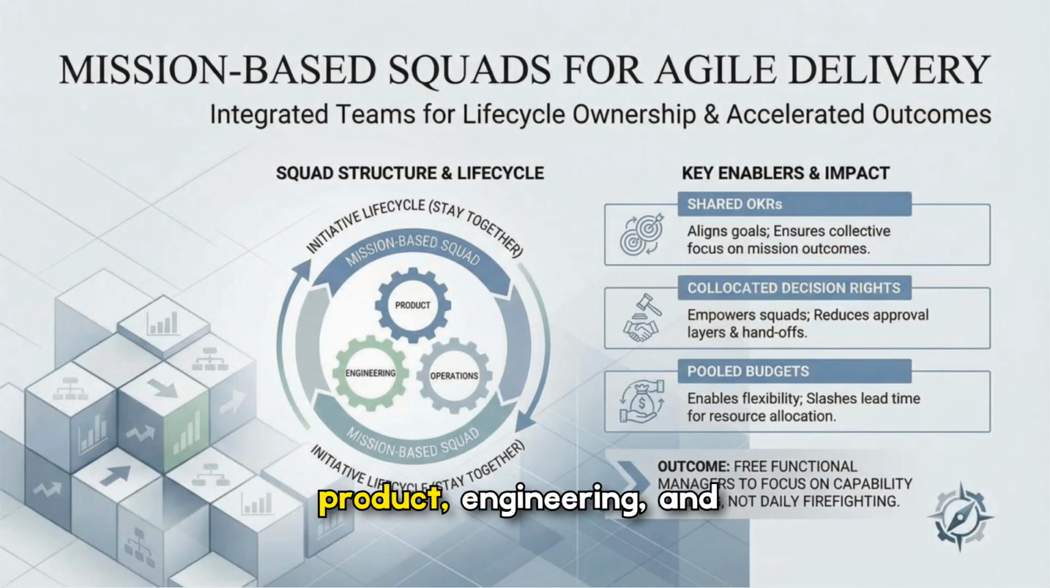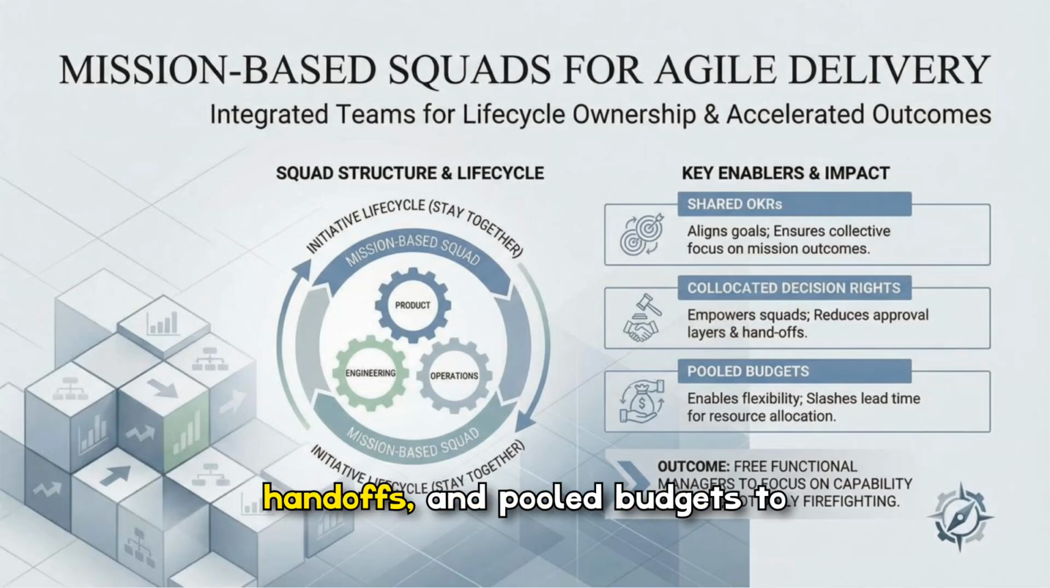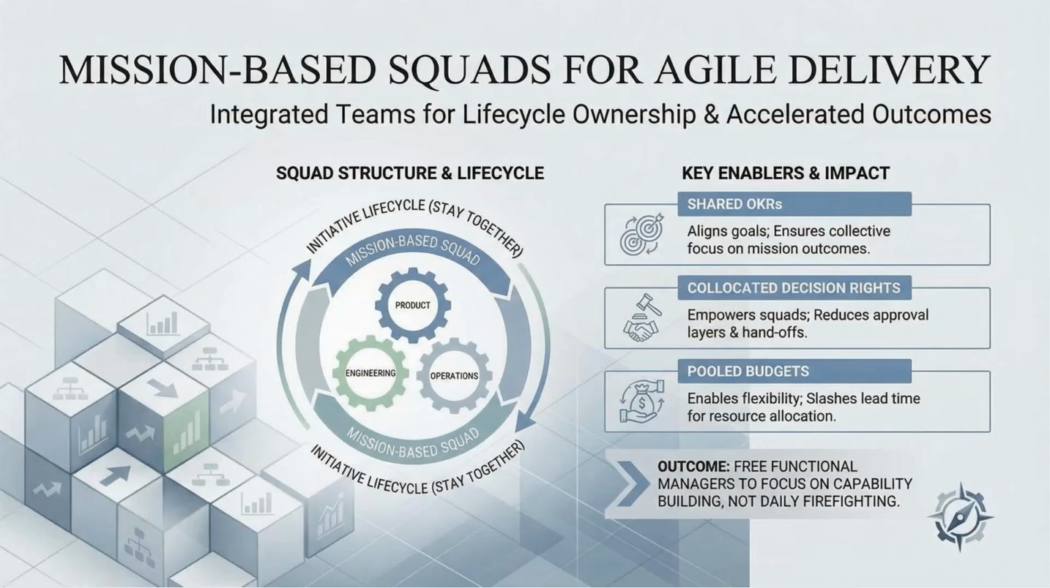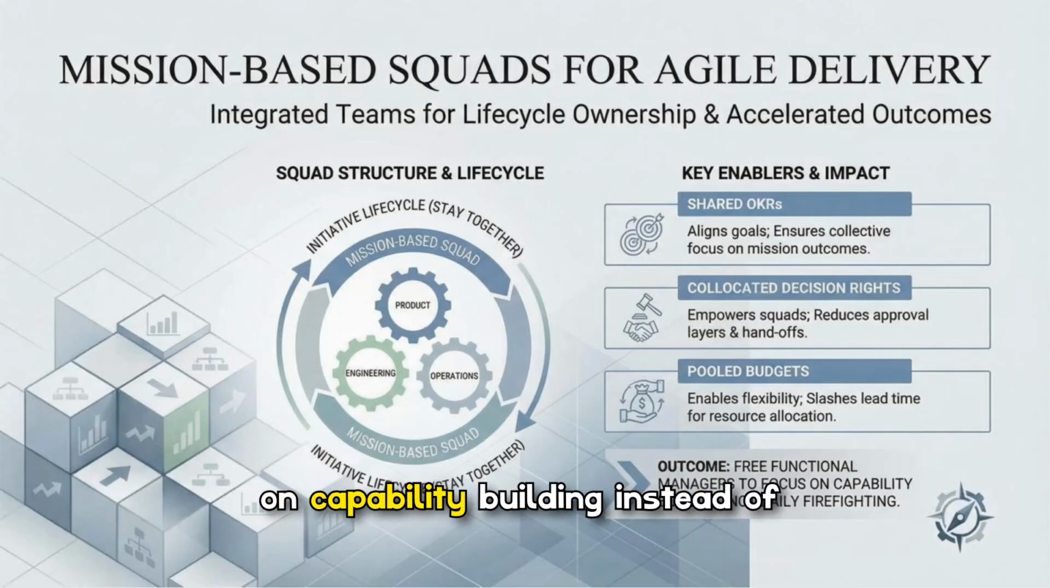Mission-based squads unite product, engineering, and operations into integrated teams that stay together across an initiative lifecycle, owning outcomes end-to-end. Key enablers shown are shared OKRs to align focus, collocated decision rights to reduce handoffs, and pooled budgets to speed resource moves. The result is freed functional managers who can concentrate on capability building instead of firefighting day-to-day resourcing issues.